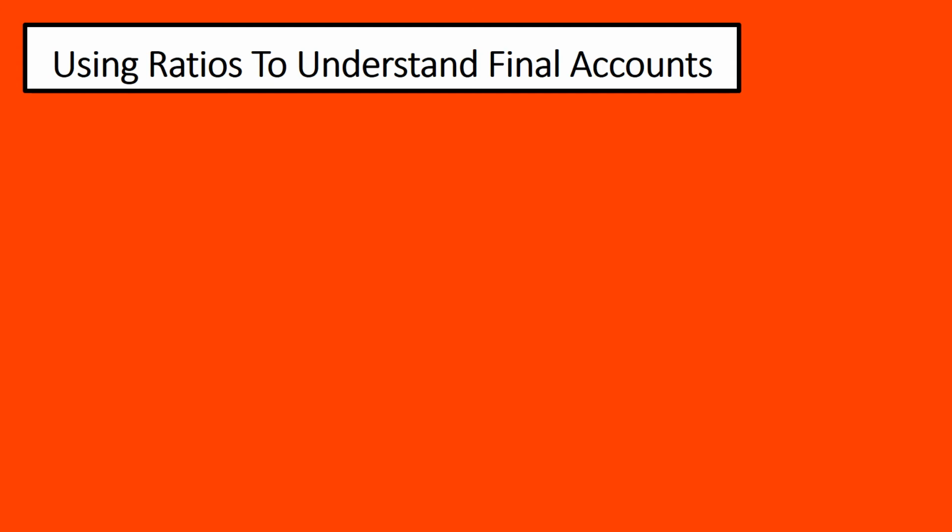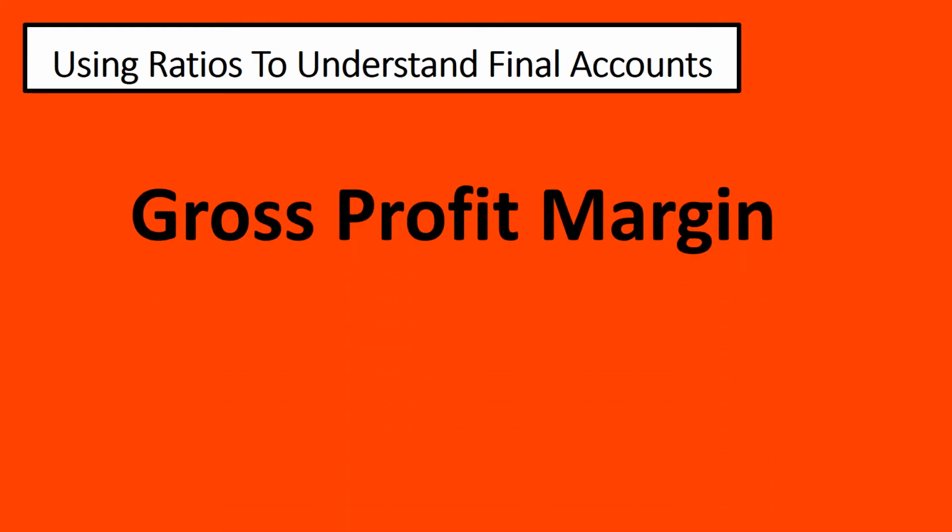In business, we're going to be using ratios to help us understand final accounts and look at businesses. And the first one we are going to look at is the gross profit margin. You might hear it referred to as the gross profit percentage. It means exactly the same thing.